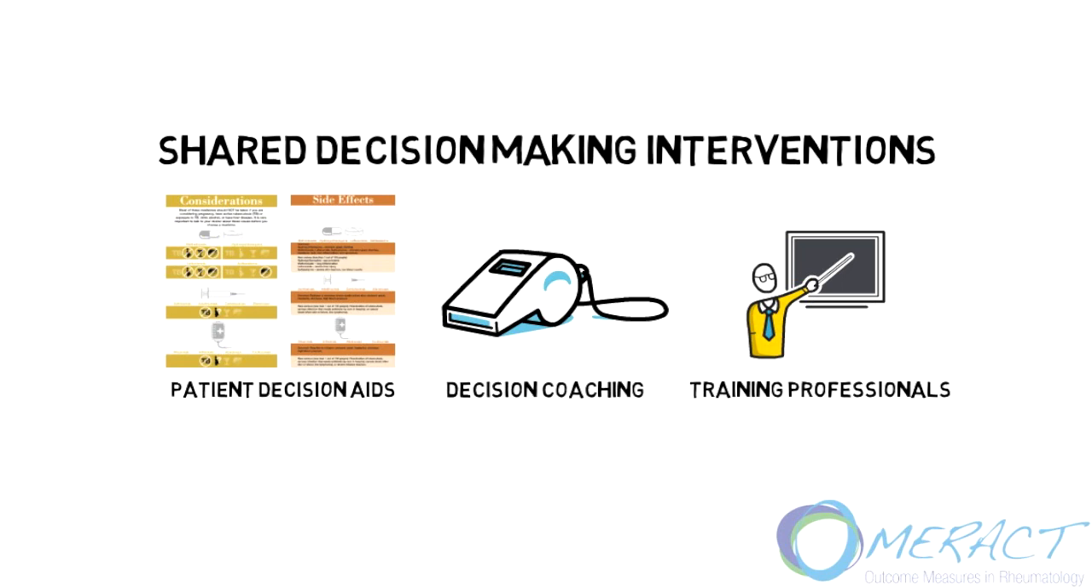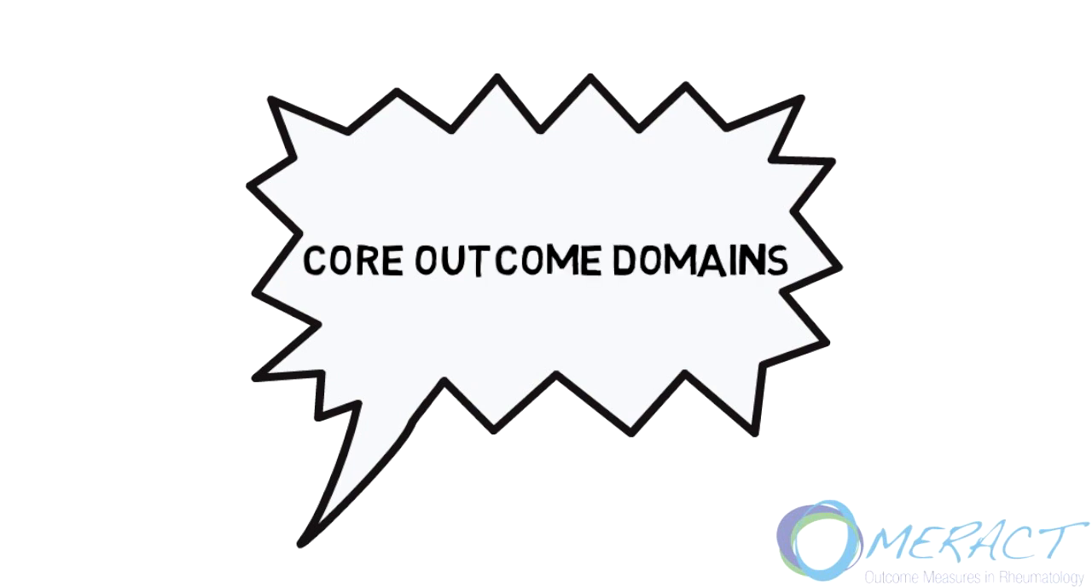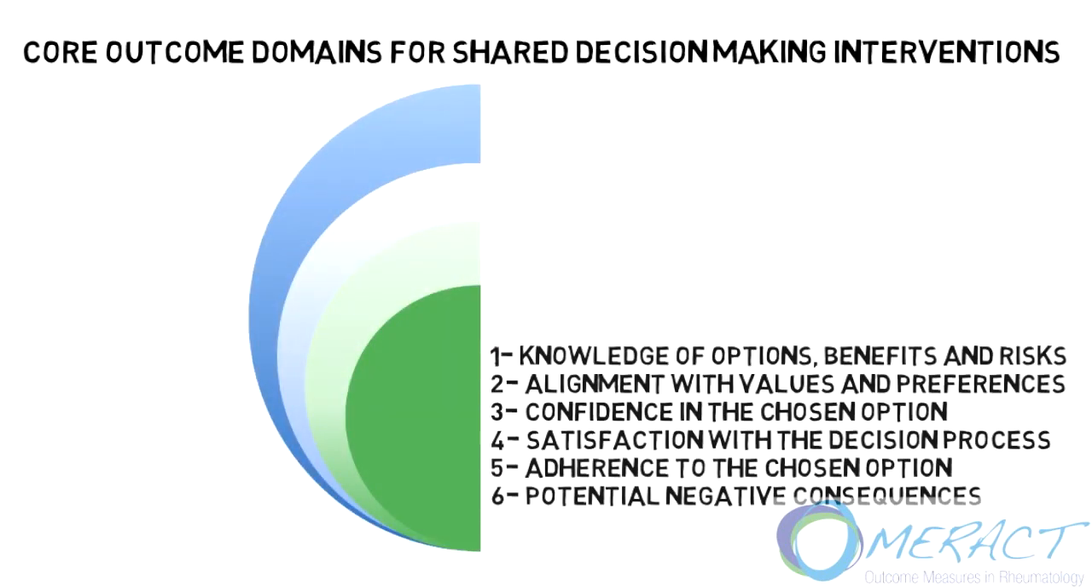How do we know if an intervention to promote shared decision making actually works? To answer that question, our OMERACT team is working with patients, clinicians, and researchers to select core outcome domains. These domains are outcomes that should always be assessed in trials. They are at the center of the OMERACT onion.